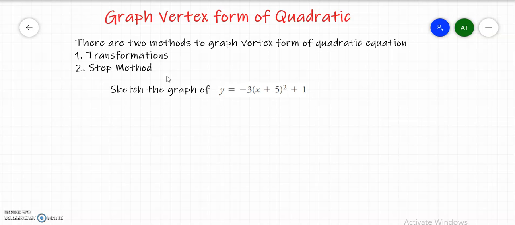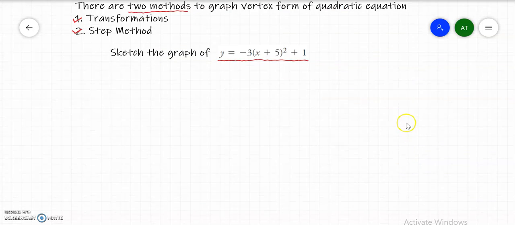So basically there are two methods to graph the vertex form of a quadratic equation. The first one is by using transformations and the second is by using the step method. I have given a vertex form of a quadratic equation, that is y equals -3 times (x plus 5) whole squared plus 1. I will graph this vertex form by using both methods. But in this video we are going to learn the first method of graphing, that is by using transformations. In my next video I will explain how to graph the vertex form of a quadratic equation by using the step method. So let's begin with the first method.